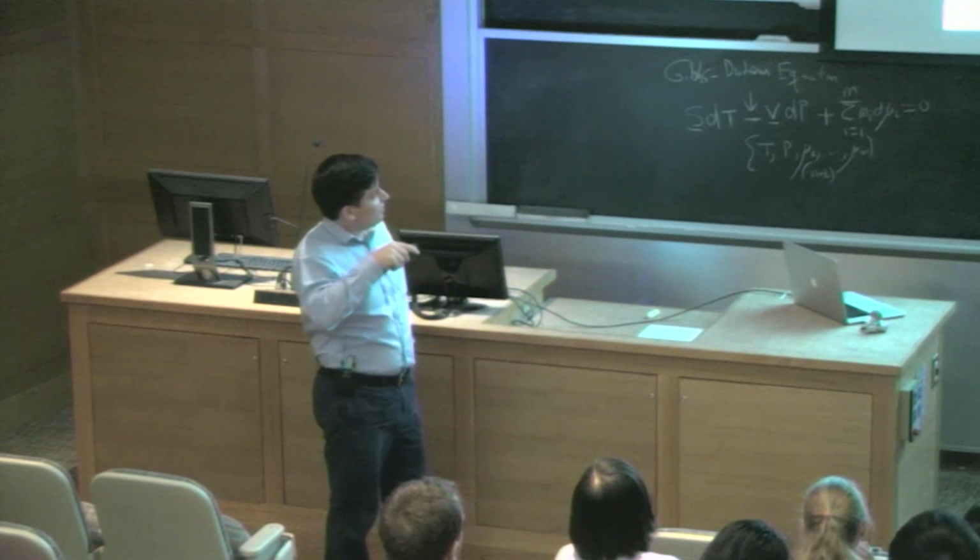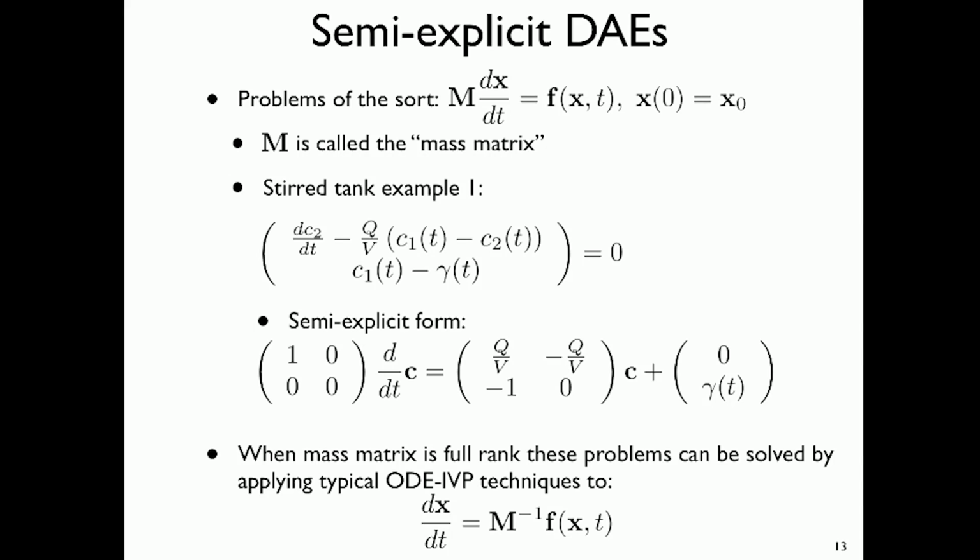Let's look at that stirred tank example 1. This was the underlying equation, f of x, dx/dt, and t. I can write it in semi-explicit form. If C has two components, C1 and C2, then dC2/dt, oops, this is a typo here. I really apologize. This should be a 0 and this element should be a 1. I'll correct that online. I apologize for that.